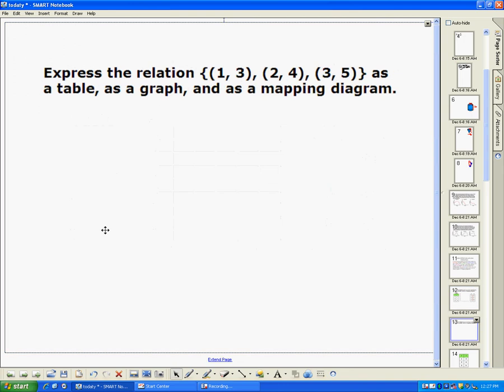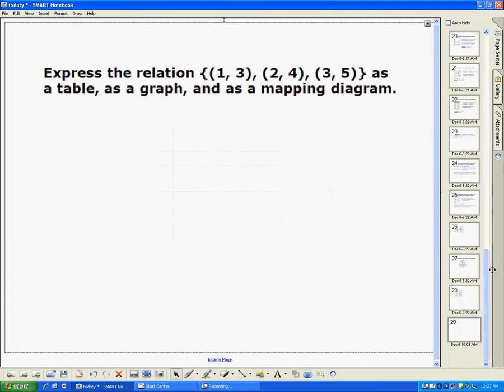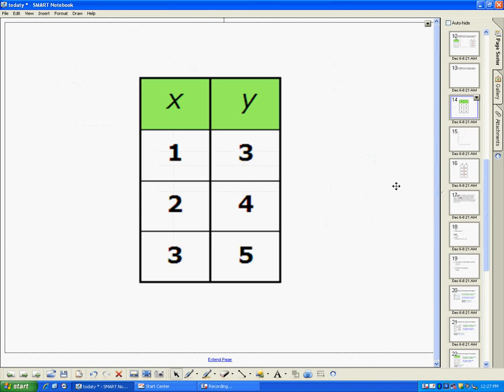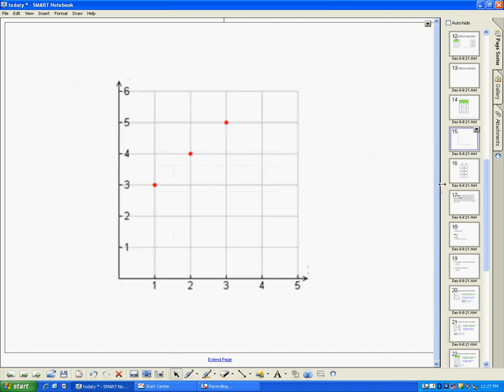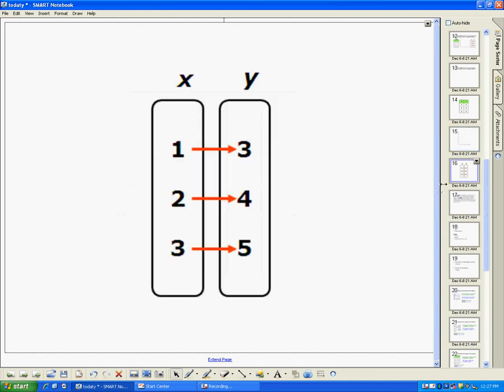So if I gave you these coordinates here, 1 comma 3, 2 comma 4, and 3 comma 5, you could express those as a table. It would look like this: 1, 3, 2, 4, 3, 5. Here is a coordinate plane or a graph, and then you have it here using your mapping system.